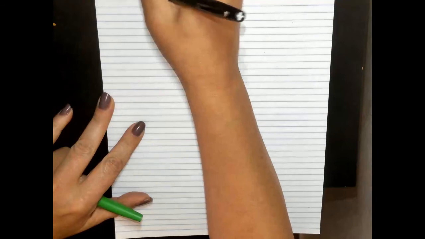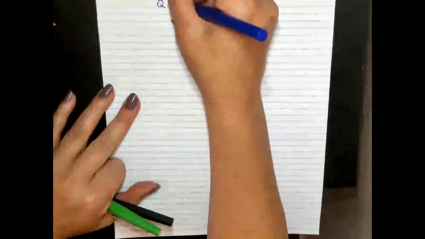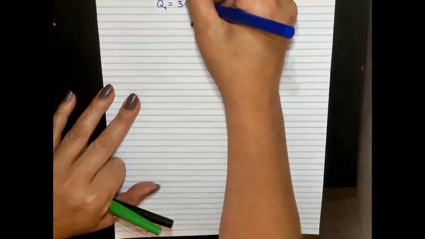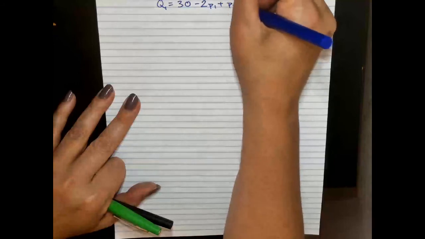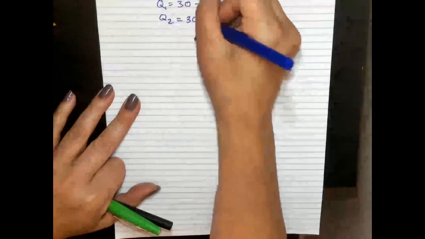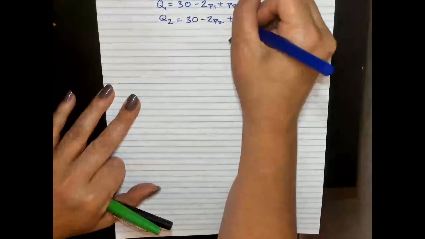Another problem that should be pretty straightforward, but I figured I'd go over, was question 1 in the MyLab and text, question 1.1, which was looking at solving for multiple equilibria with multiple demand curves. So the way we have this problem set up is we have 2 markets. The first market has a demand function equal to 30 minus 2P1 plus P2, and demand in market 2 is equal to 30 minus 2P2 plus P1.